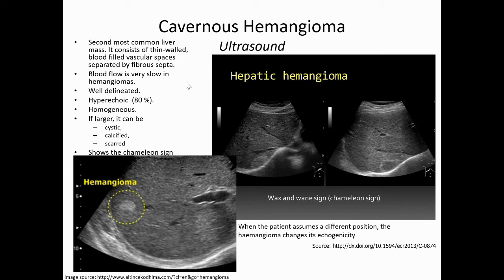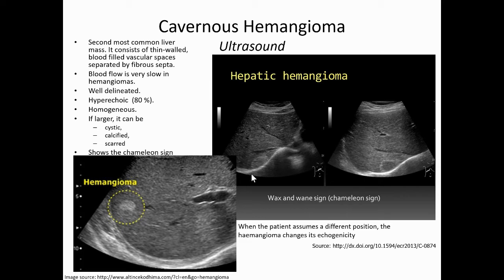Hemangiomas are quite interesting and we frequently encounter them at ultrasound. They are usually hyperechoic and have sharp margins. They're homogeneous, and histologically they contain blood-filled vascular spaces and the blood flow within them is quite slow. If they're bigger, then they can look a little bit more menacing. They can be cystic, calcified, scarred, etc. But at ultrasound, they show a very specific and beautiful sign, which is the chameleon sign.